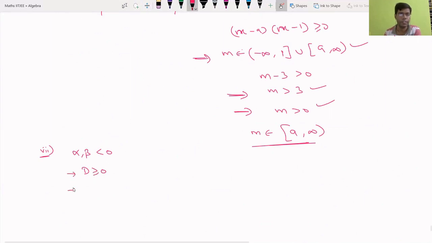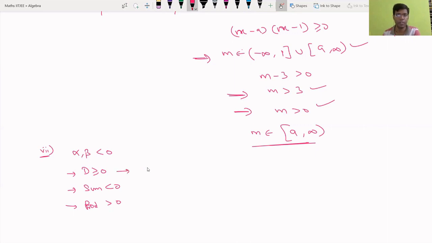This is the first condition. The second condition is because both the roots are negative, the sum of the roots will be less than 0 and the product of the roots will be greater than 0, because both roots are negative. When we take the product, it will be greater than 0. So the conditions will remain similar except for the sum of the roots.